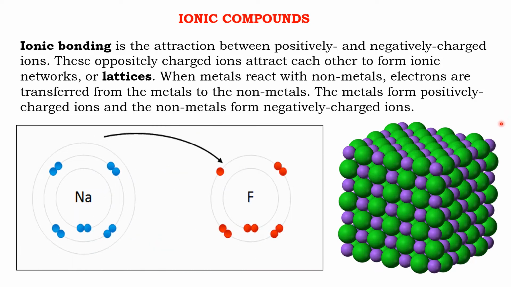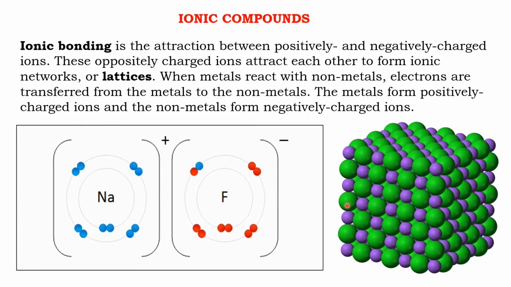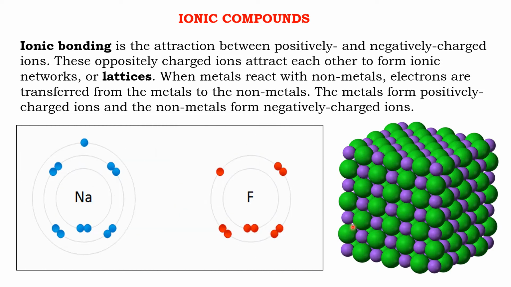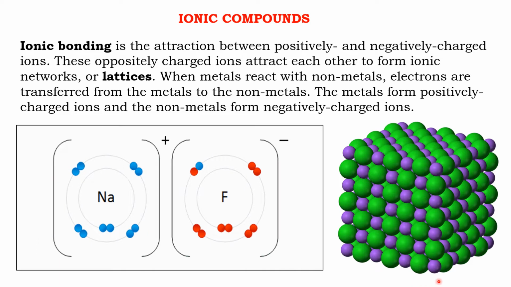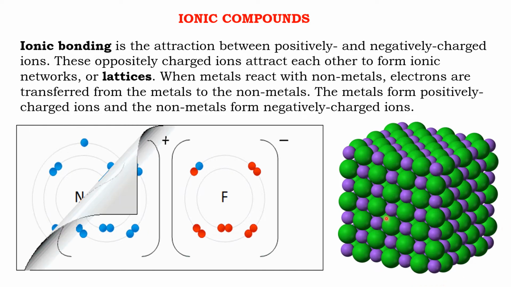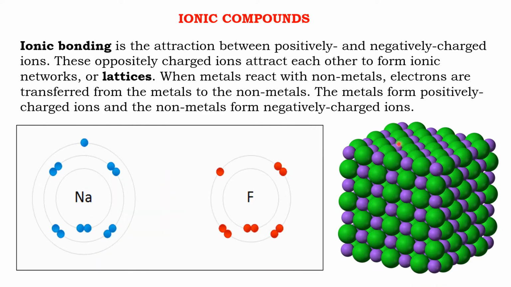So in ionic compounds, the ions are placed at a particular distance from each other. Those particular points are called the lattice points. Because of the oppositely charged ions, these lattice points are forming. Got it?